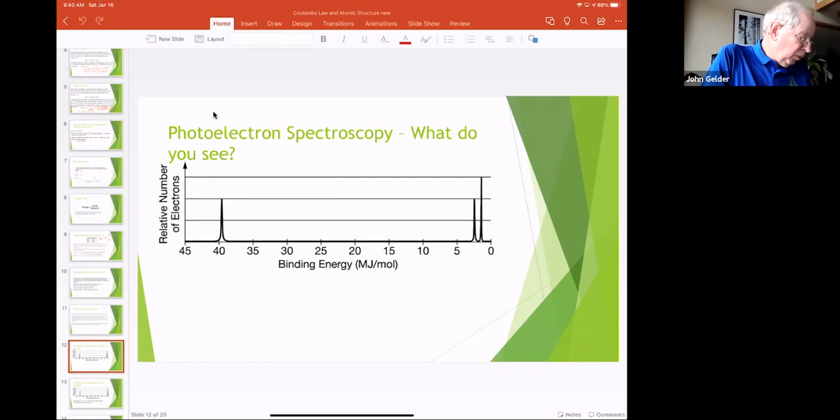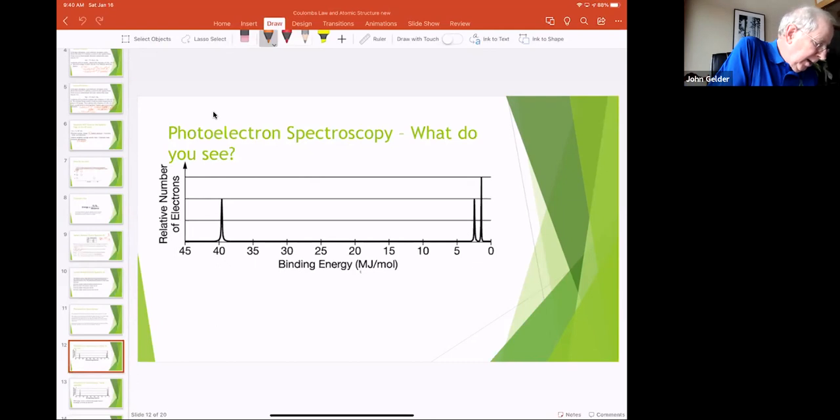On the x-axis, we should notice the term binding energy. This is the energy required to remove one electron from an atom, and it has units of MJ, which is megajoules per mole. So this is a lot of energy.